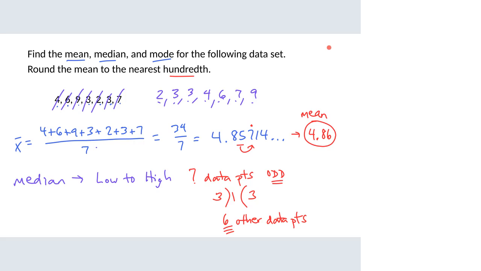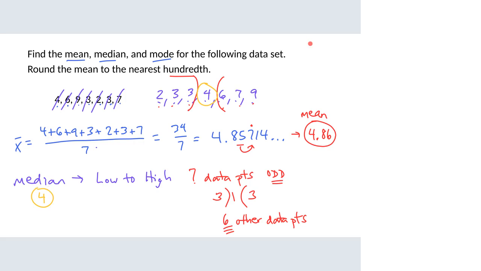Now I'm going to section off my data set based on this. So I have 3 that are below the median, 3 that are above the median, and so the median that I was trying to find is right there in the middle. It's 4. So the median of this data set is 4.